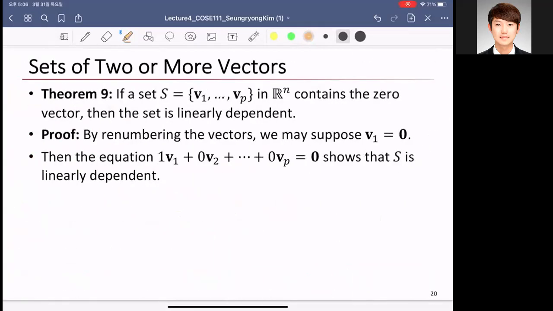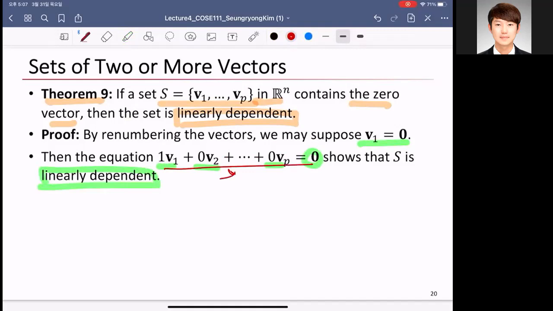One more theorem is Theorem 9. If a set S = {v1, v2, ..., vp} in R^n contains a zero vector, then the set is linearly dependent. This theorem is very, very simple. Let's suppose that vn is equal to the zero vector. Then the equation 1 times vn plus 0 times the other vectors equals 0 shows that S is linearly dependent. Why? The solution is c1 equals 1, c2 equals 0, and so on, cp equals 0. So it's not a trivial solution. This is a non-trivial solution.